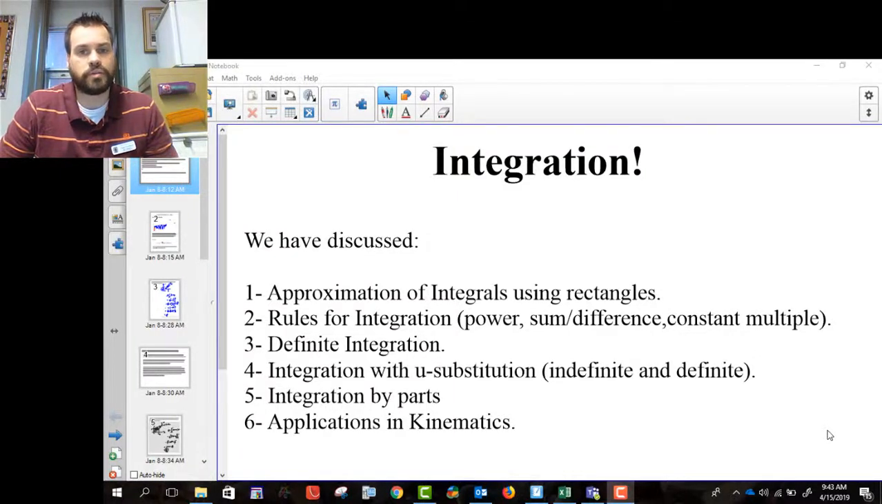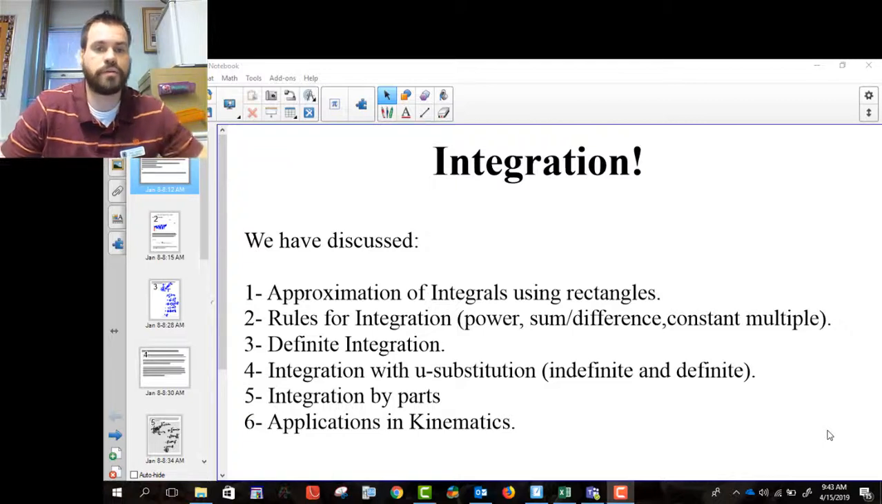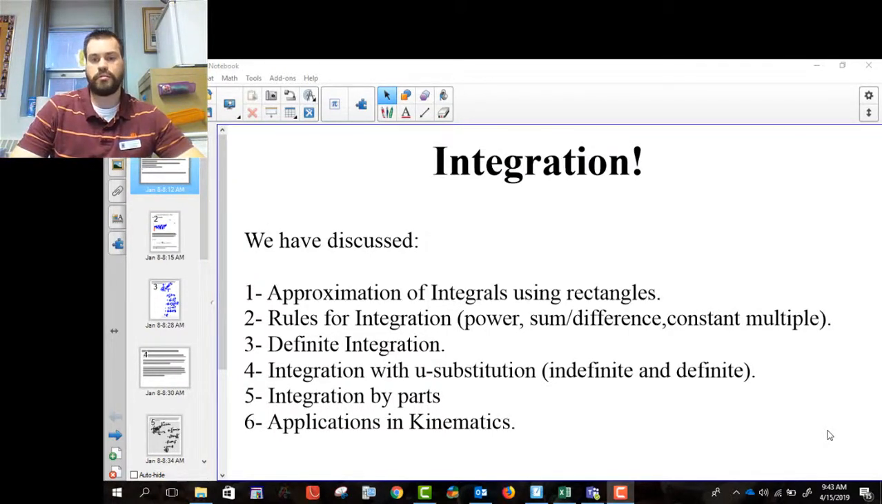So we're going to continue to talk about some applications of integration, but I just wanted to give you a summary of everything we've done so far with integration. We've talked about approximation with rectangles, rules for integration, definite integration, integration by substitution, both indefinite and definite, and also integration by parts, indefinite and definite. And then we talked about the applications in kinematics.